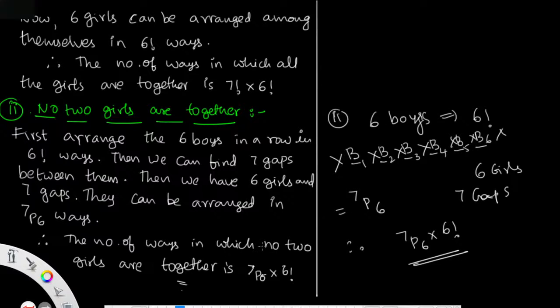They should be seated in linear form, that is, in a row. The boys can be arranged in 6 factorial ways, since there are 6 boys. For no two girls to come together, you have to use the gaps in between the boys. How many gaps do we have? We can find 7 gaps. These 7 gaps are to be filled with 6 girls, which can be done in 7P6 ways. So the total answer is 7P6 into 6 factorial. This is question number 2.